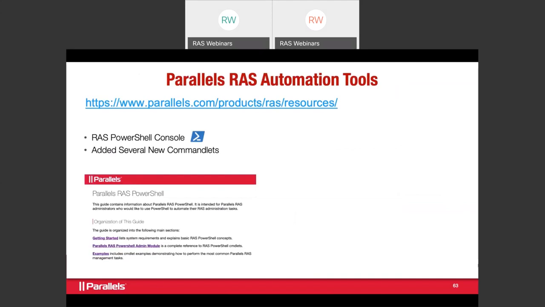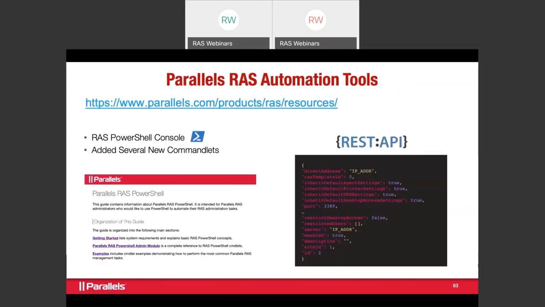There's an online guide for that also under that resources area where you can go and find the rest of our documentation. But the other cool thing that we've done is we've opened up an API. So we've implemented the REST API, and you can now control them by writing another program or having some other utility integrate in the Parallels Remote Application Server through the API. So that's there as well.